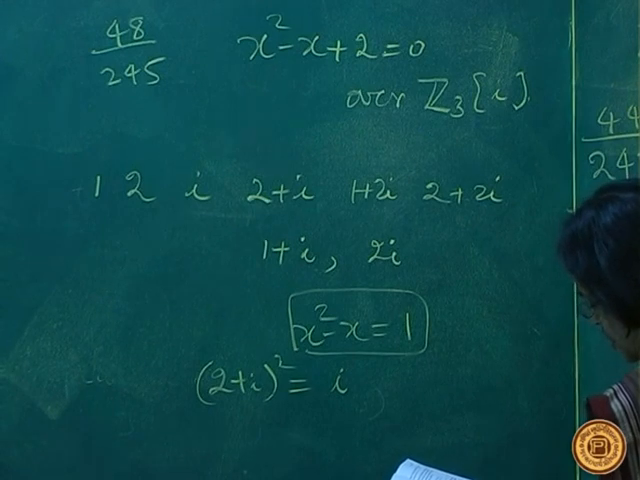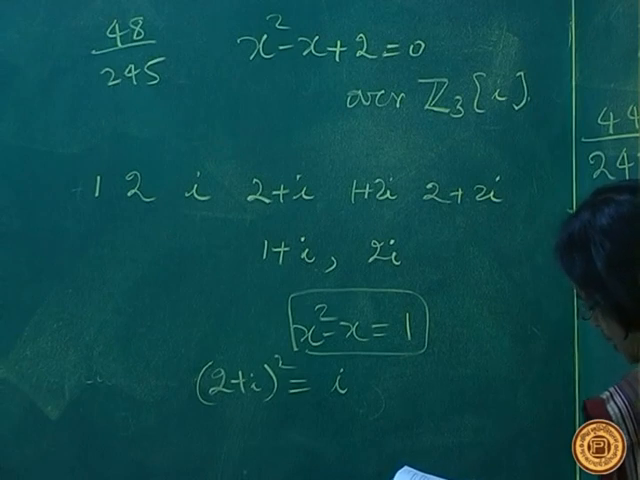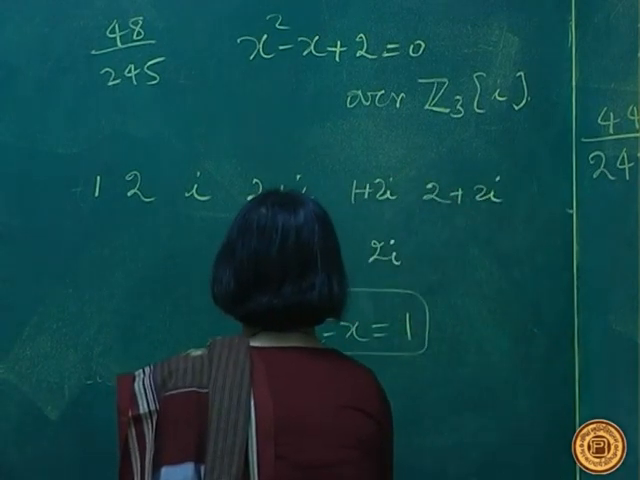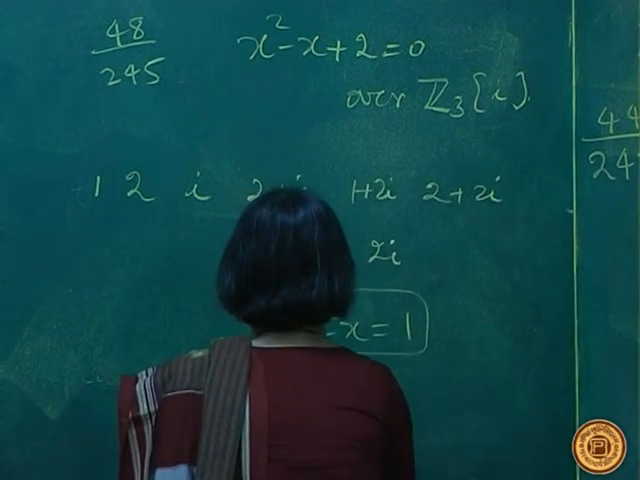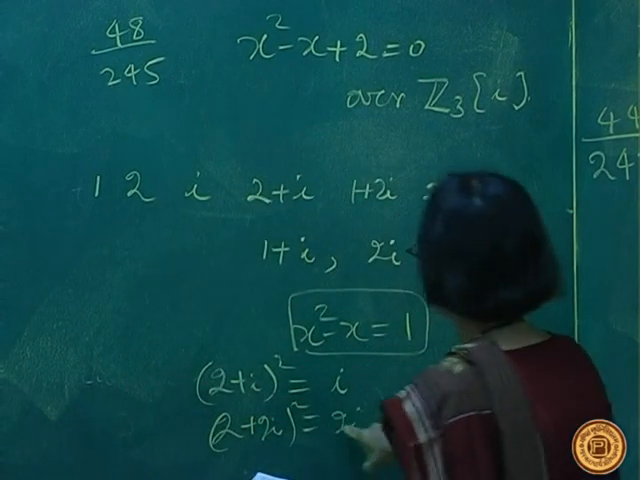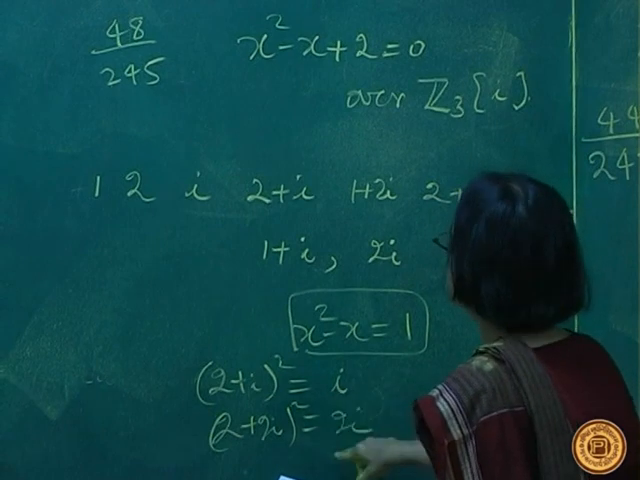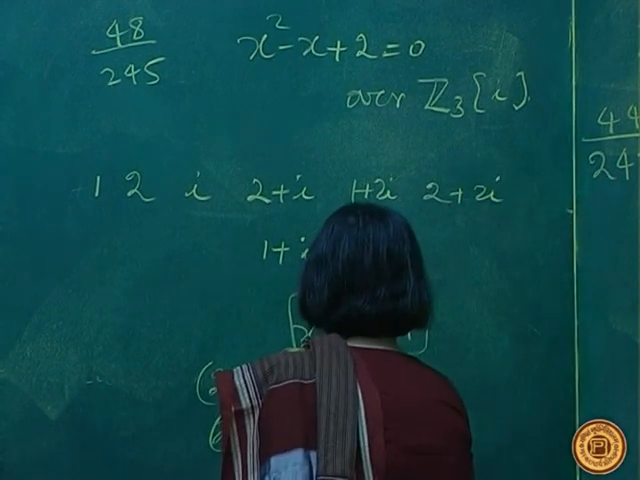There are two solutions. Is it 2 plus 2i? Yes. 2 plus 2i squared, yes. 2 plus 2i squared is equal to 2i. So you subtract 2 plus 2i, you get 1. You subtract 2 plus i, again you get 1. So these are the two solutions, 2 plus i and 2 plus 2i.